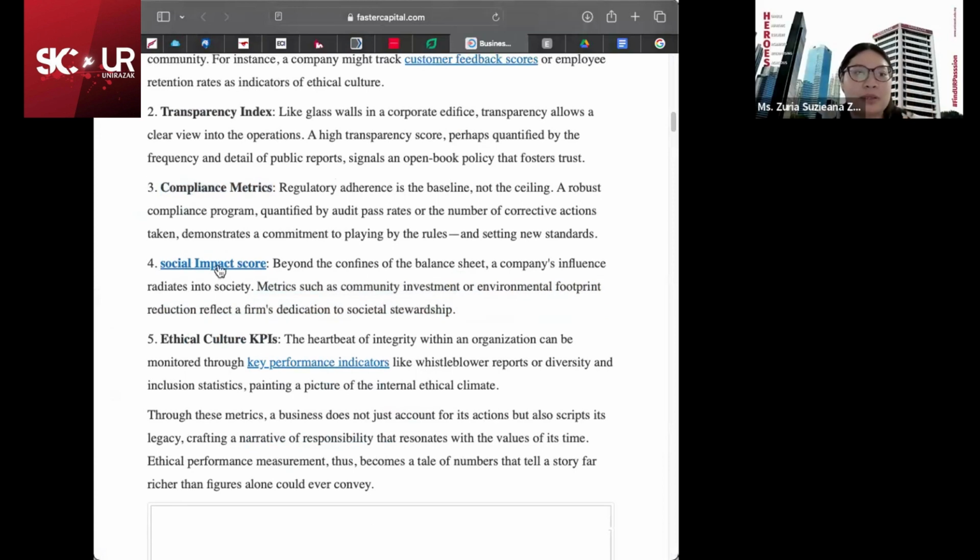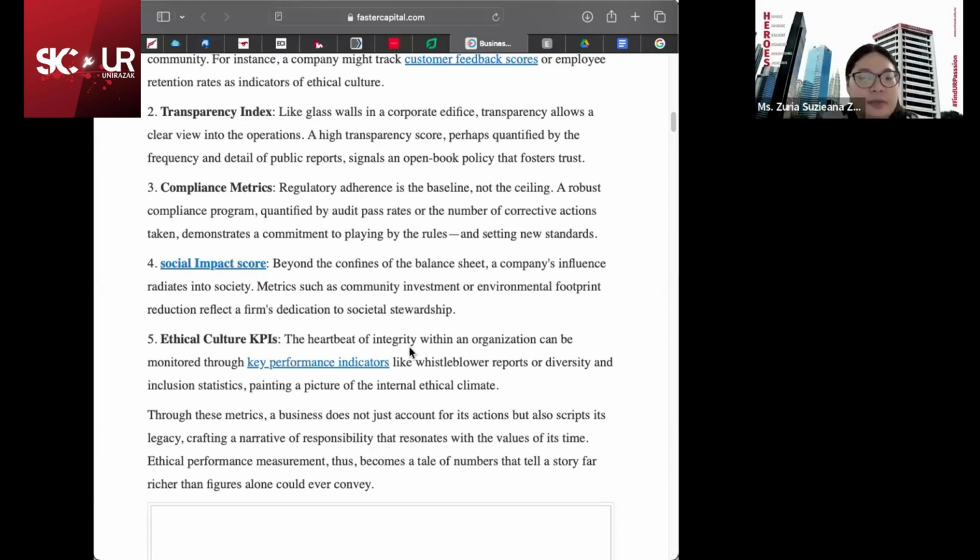For the social impact score, I have the framework for that. This is actually being used a lot by government. When they want to implement any policy, they do the social impact score first, to see the possible outcome, or rather the effectiveness of the outcome.